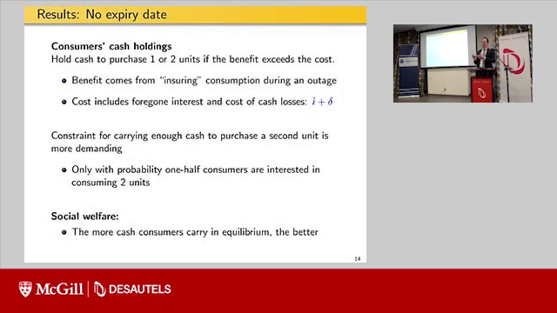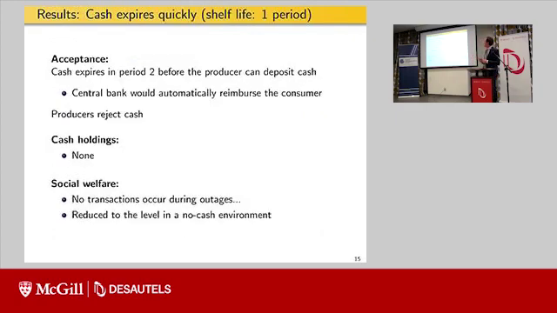So you can think about, depending on how this works out for you, that you hold enough money for any type of consumption pattern, but it could also be that you economize on your cash holdings, in which case consumption will be affected by outages, which is something we want to avoid. So that's if there's no expiration date.